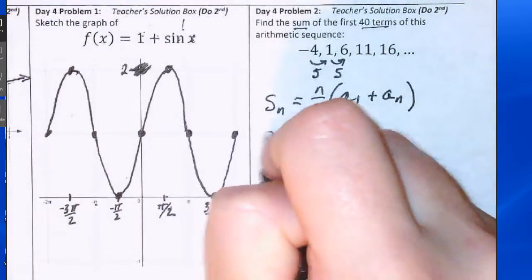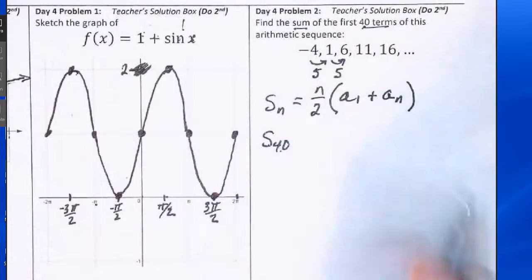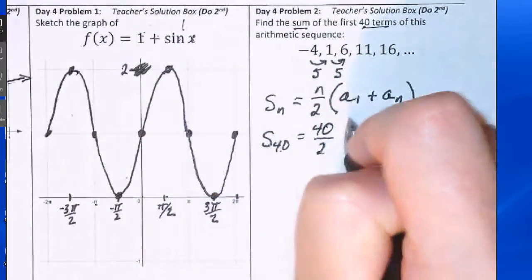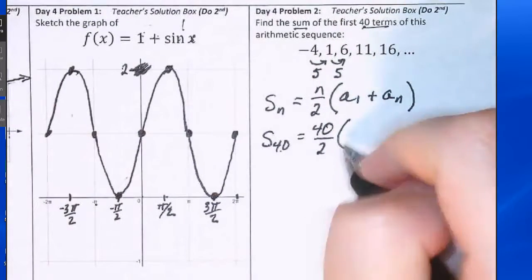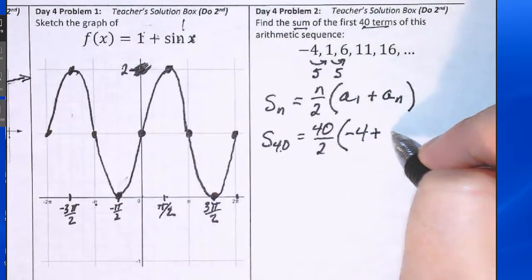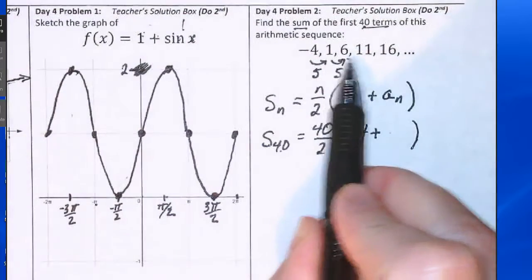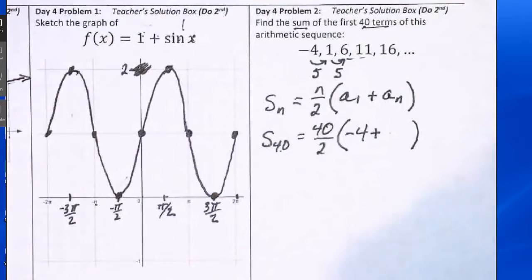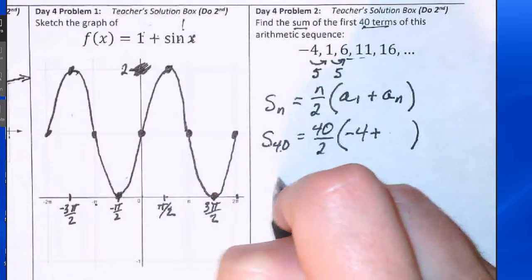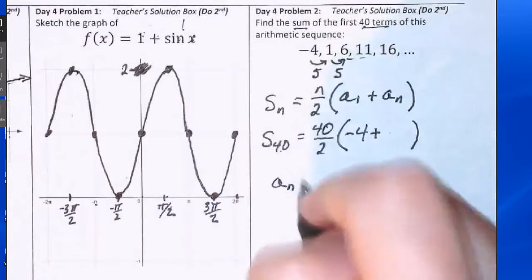What we can plug in so far is 40 for n. We want to find the sum of the first 40 terms. So that will be 40 divided by 2 times the first term is negative 4 plus, and then we want to do a sub 40, the 40th term. But we don't currently know what the 40th term is. So let's find that. One way to find the 40th term is to first find a formula that will get us any general term that we want.